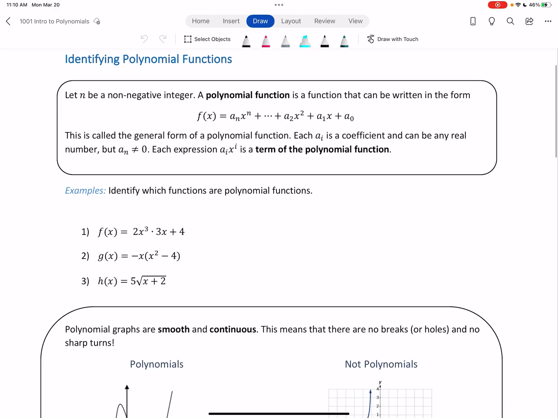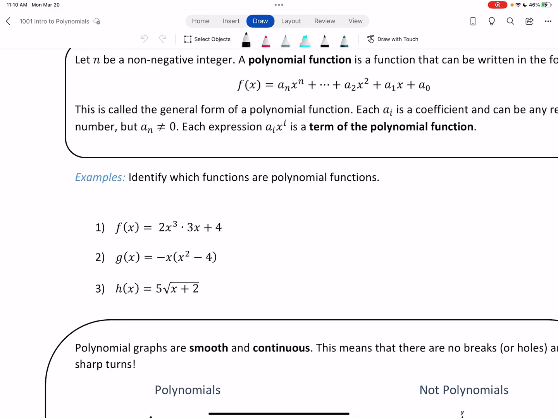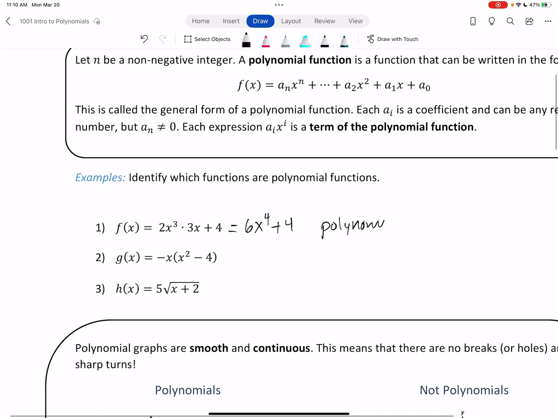So if we look at these three functions here, we want to decide which ones are polynomials and which ones are not. They might not look like polynomials when you very first start, but if you were to do some simplifying on them, you could see that this is just 6x^4 + 4. So polynomial. Same thing with this next one, -x^3 + 4x, polynomial.